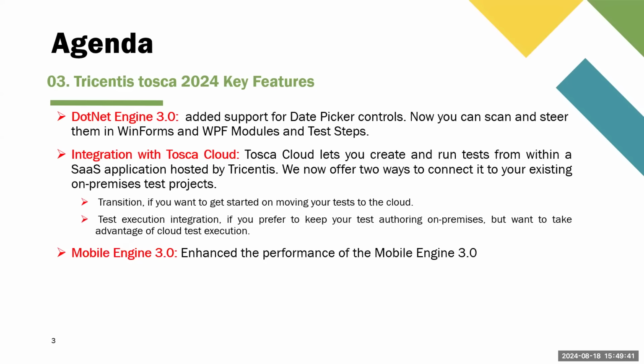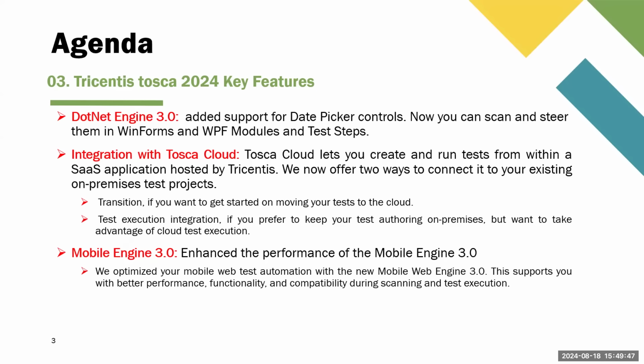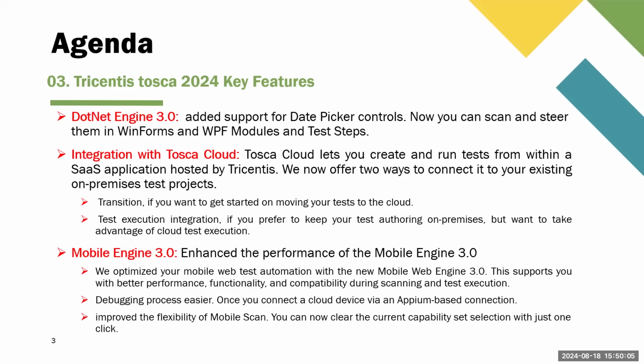Next, mobile engine enhancement. Mobile Engine 3.0 enhances the performance of the mobile engine. We optimized our mobile web test automation. It supports you with better performance, functionality, and compatibility during scan and test executions. The debugging process is also much easier now from the 2024 version, and it improves the flexibility of mobile scan.